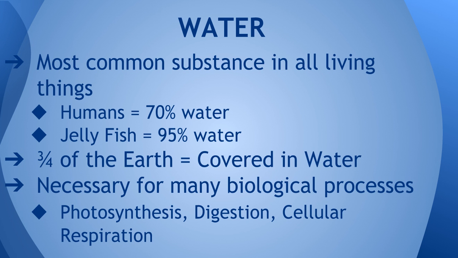Water is the most common substance in all living things. As humans, we are made up of 70% of water, jellyfish 95%. 3/4 of the earth is covered in water. It's necessary for many biological functions, such as photosynthesis, digestion, and cellular respiration. Remember, photosynthesis is what happens in plants. And digestion and cellular respiration happens in animals and plants. You're going to find out more about these processes next year in biology.